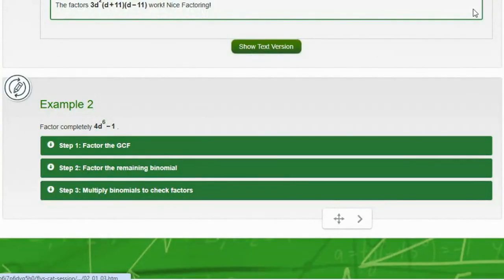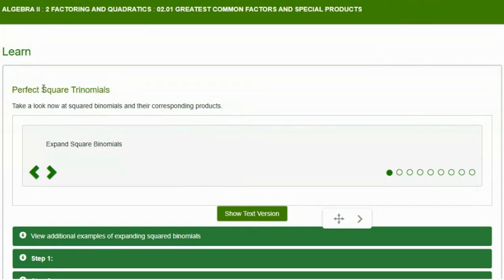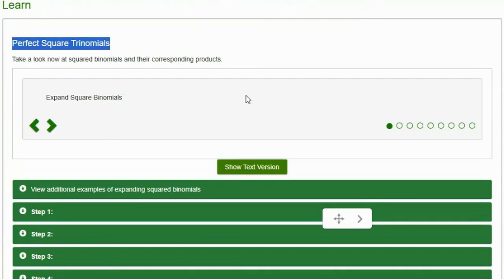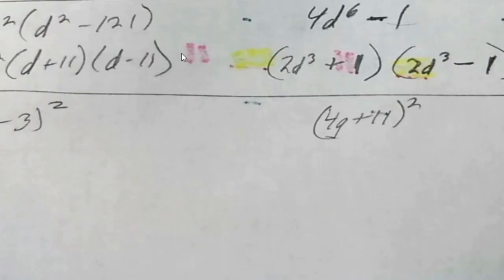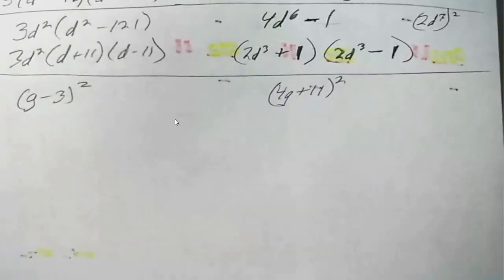Let's look at page 3. Perfect square trinomials. Here's the other shortcut we're going to figure out. They want us to use these right here: g minus 3 squared. So here's our other cheat code we're going to learn: playing with binomials, squaring.